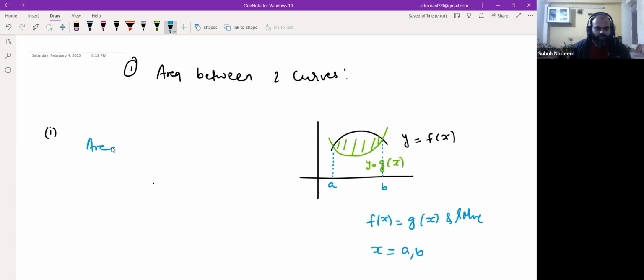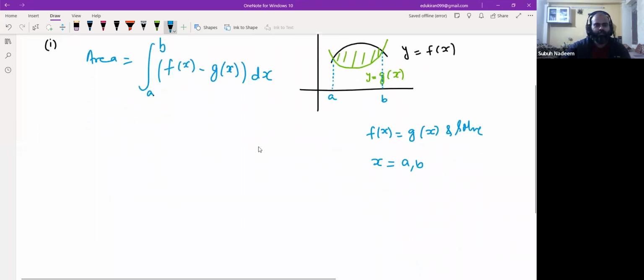To find the shaded area, it will be the integral from A to B of the above curve, which is f(x), minus the below curve, which is g(x), and integrate that. So this is the same thing as a line and a curve. If the line is above and the curve is below, then you subtract the curve from the line. Similarly, if both are curves, then we also do the same thing.